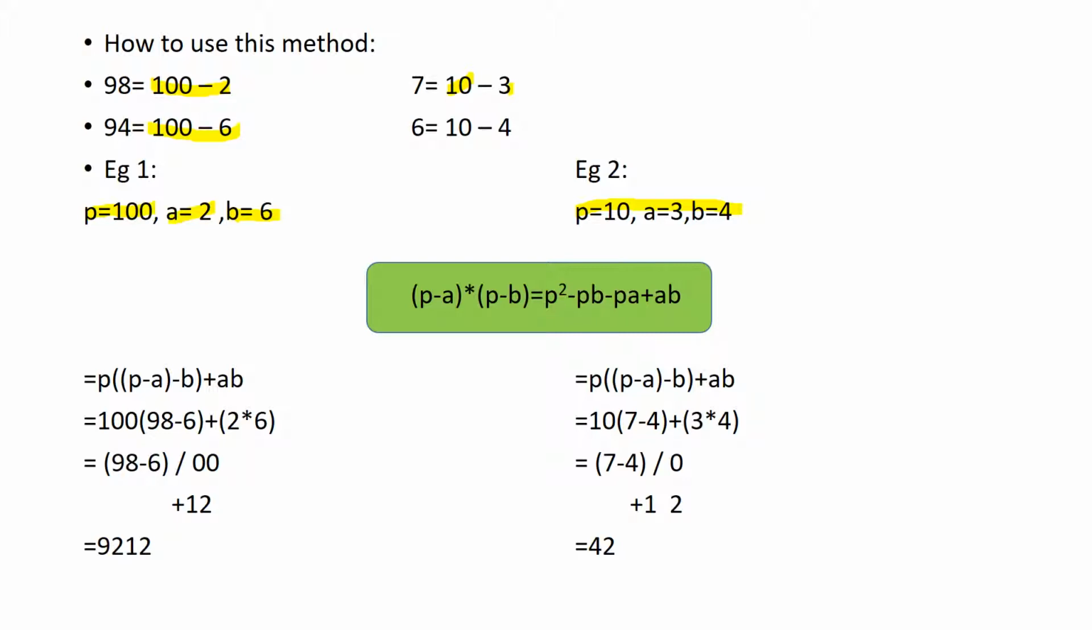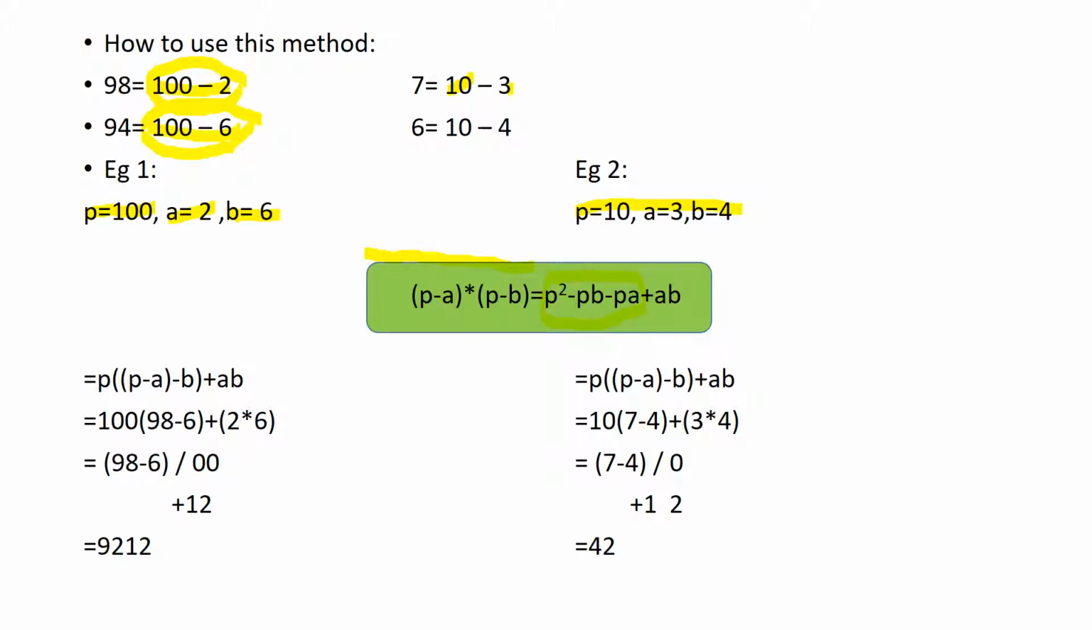Now what is the formula we are actually using when we say 98 multiplied by 94? It is p minus a multiplied by p minus b, where p is 100. When we do that, you can see in the highlighted section, the formula we get is p square minus pb minus pa plus ab. When we split it up, we take p common from p square minus pb minus pa, and what we get is p into p minus a minus b.